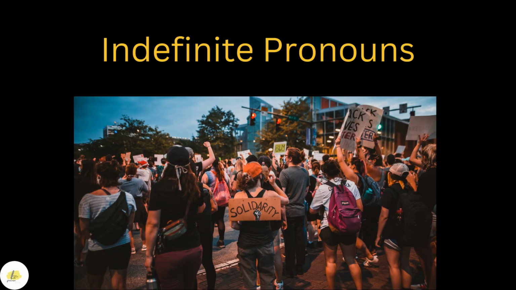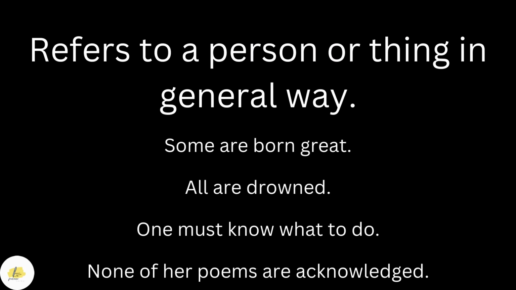Now the next type is indefinite pronouns. Indefinite pronouns refer to a person or thing in a general way. For example, some are born great. In it, some is referring to people in a general way. There is no specification of who are born great. So some is an indefinite pronoun. All are drowned. All is referring to a group of general people. So all is an indefinite pronoun.